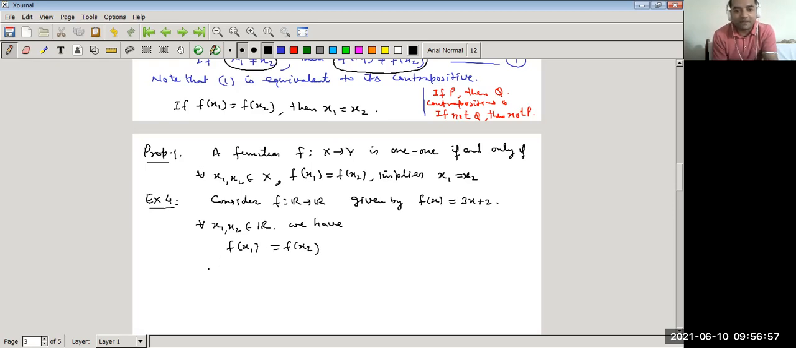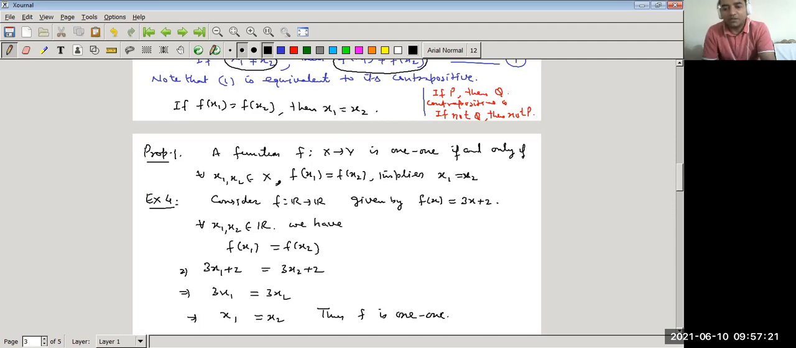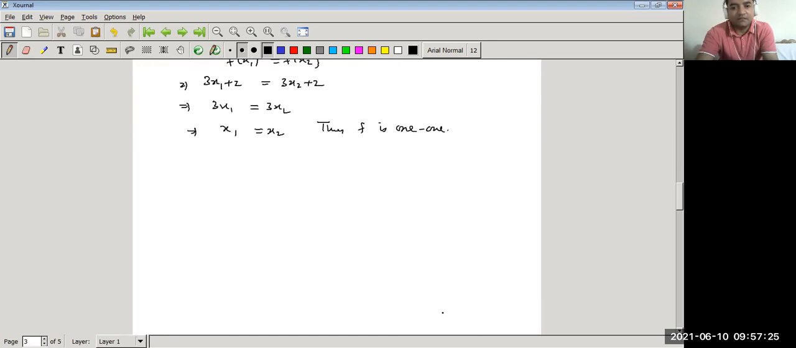Now what is f of x1? f of x1 is 3x1 plus 2 is equal to 3x2 plus 2. So 2 and 2 cancel. So 3x1 is equal to 3x2. 3 and 3 cancel. So in this way, we get x1 is equal to x2. Thus f is 1, 1. So in this way, we can prove that the function is 1, 1 function.